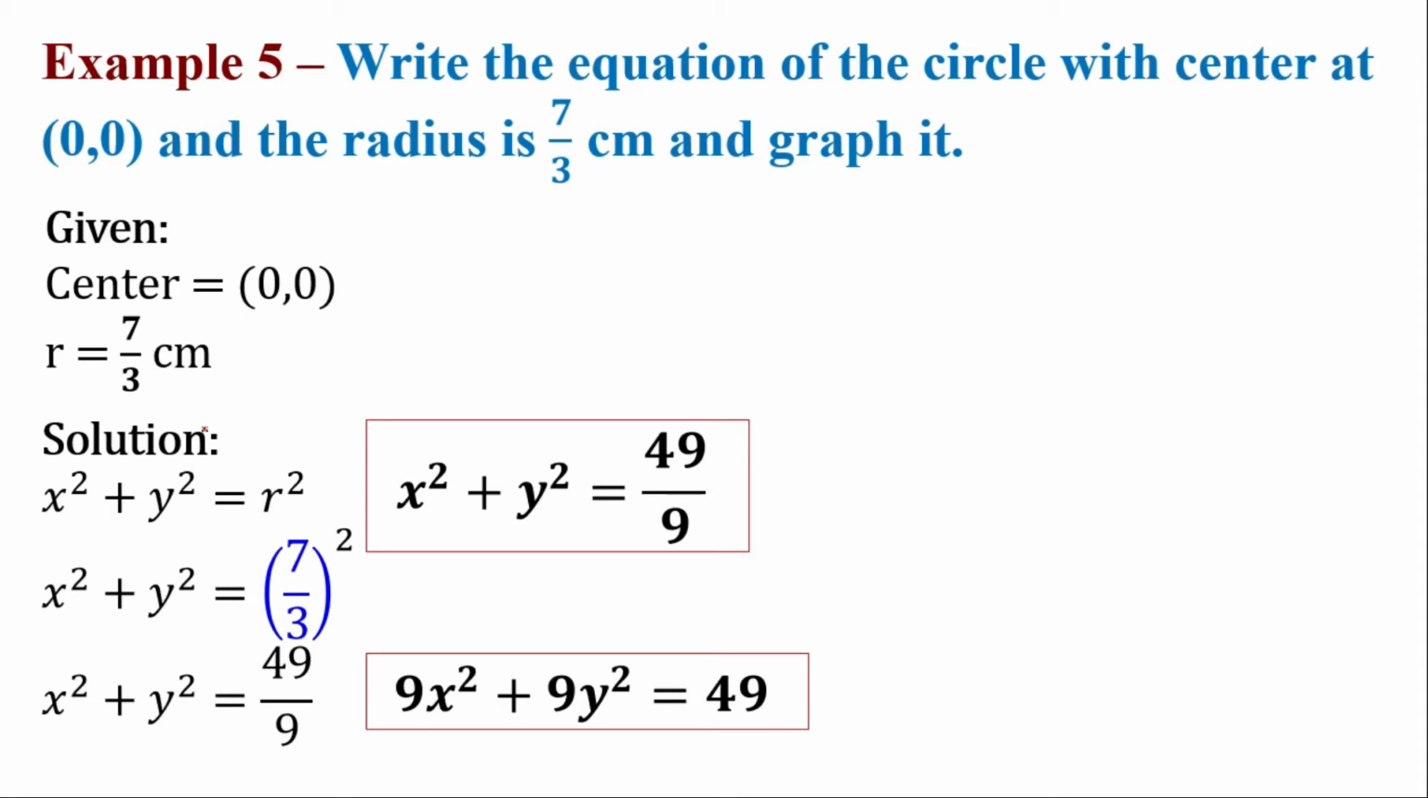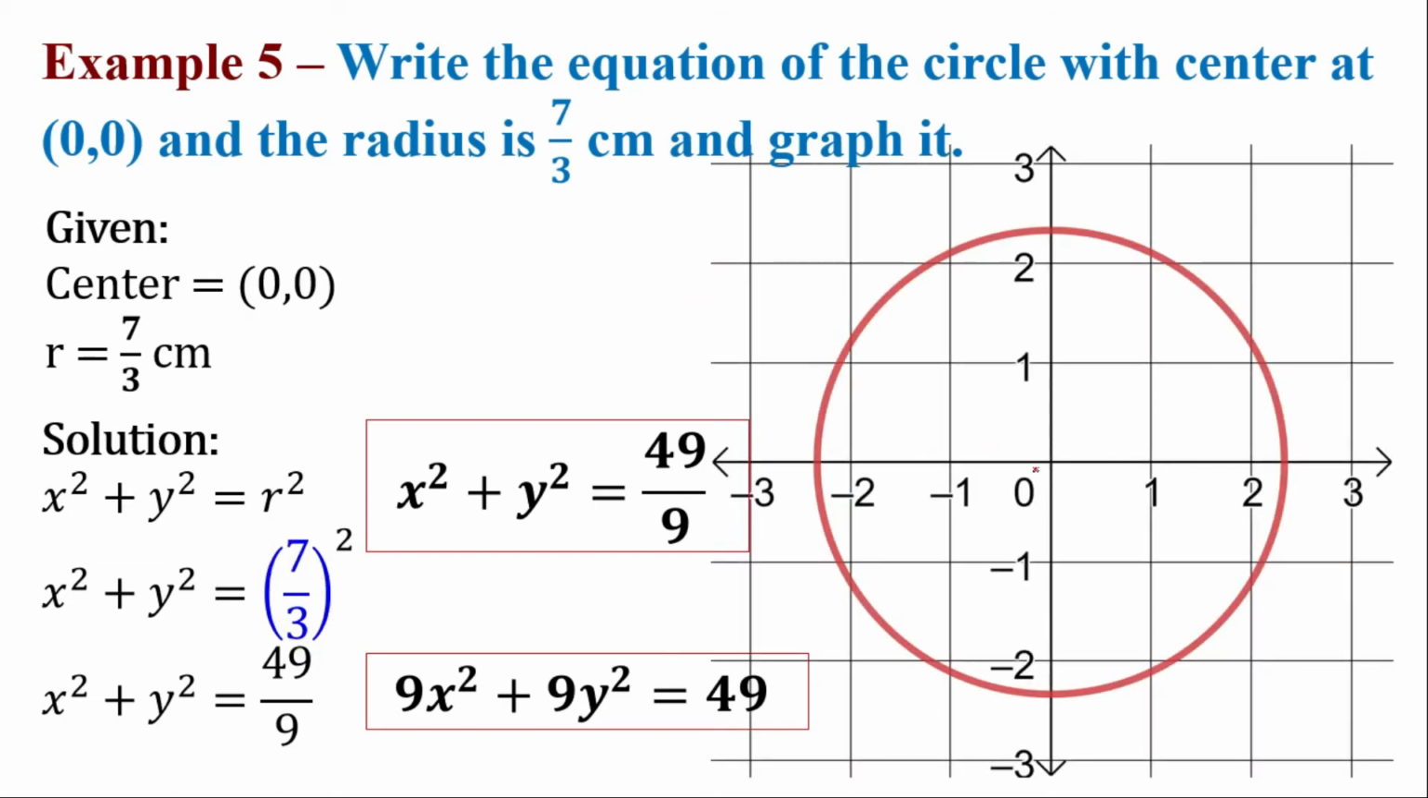Now to graph this, just divide 7 into 3. That is 2 and 1/3. And if you just mark the circle, count 2, 1, 2, and 1/3, and draw your circle. So that's how you deal with this kind of problem.